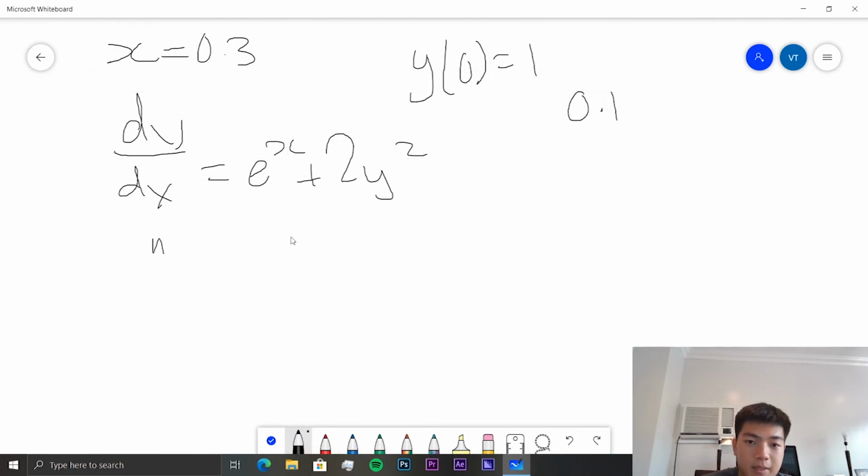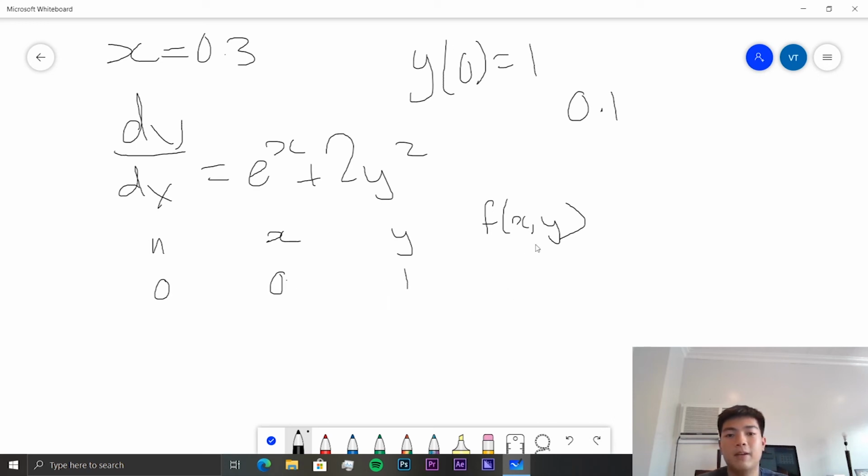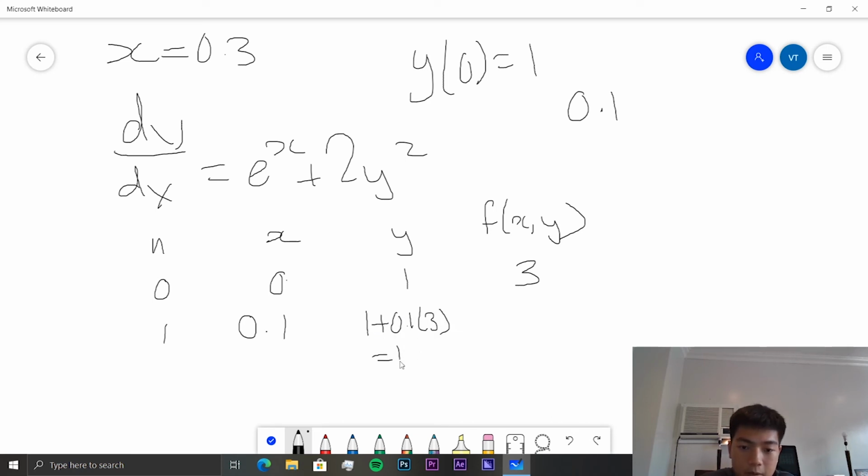We set up our table again: number, x, y, and f of x, y. At step 0, x is 0 and y is 1. f of x, y is equal to e to the 0, which is 1, plus 2y squared, which is 2. So this will be 3. Now next step, we're going up 0.1, and for this y value, we have 1 plus 0.1 times 3, which is equal to 1.3.